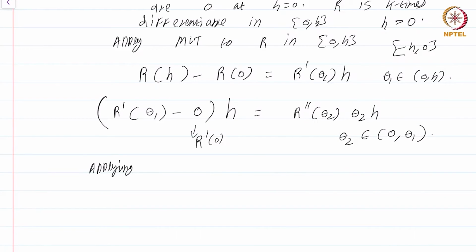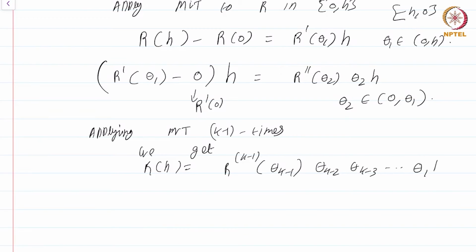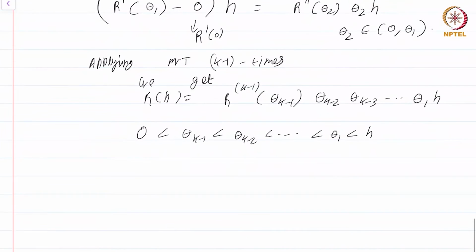Okay, so applying the mean value theorem k minus 1 times, we get R of h is equal to R^(k-1) of theta_(k-1) times theta_(k-2), theta_(k-3), ..., theta_1 times h, where we have 0 less than theta_(k-1) less than theta_(k-2) less than ... less than theta_1 less than h. Okay, so this is by repeatedly applying the mean value theorem.